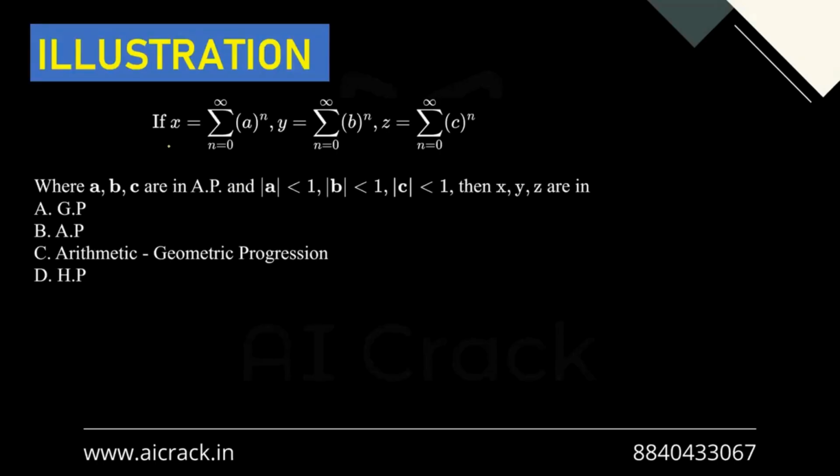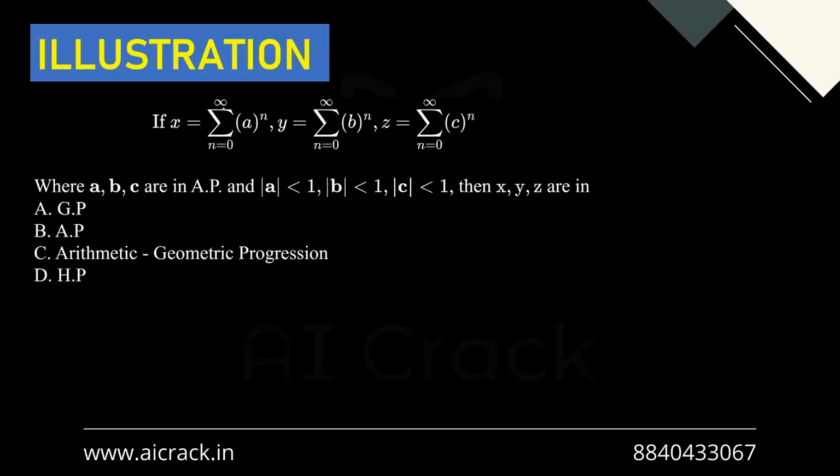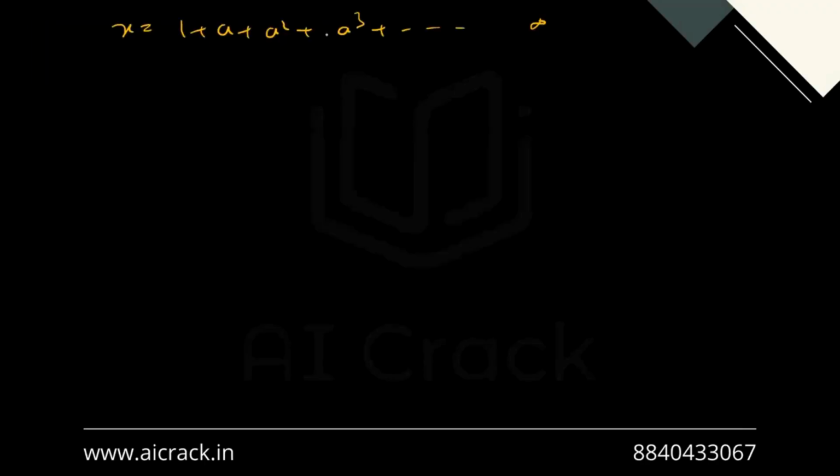And in this example, we have if x equals to this summation, y equals to this summation, z equals to this summation, where a, b, c are in AP and modulus of a, modulus of b, modulus of c all are less than 1, then x, y, z are in GP, AP, AGP or HP. Okay. Now if you talk about x over here, x is nothing but 1 plus a square plus a cube till infinity, right? Because n is going till infinity. So we have 1 plus a square plus a cube.